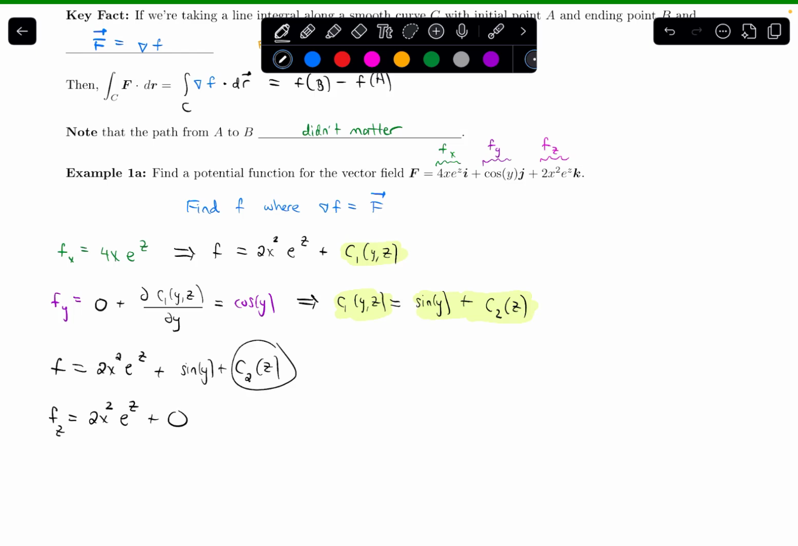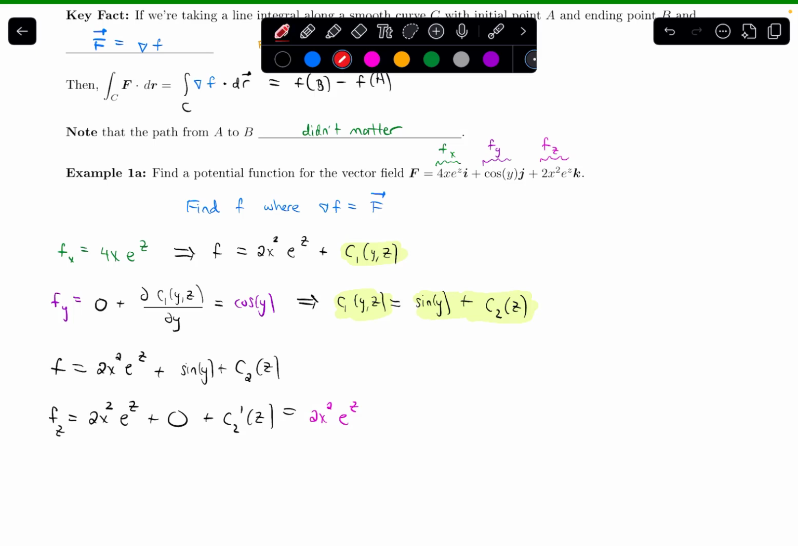And this last term does have z's in it. It only has one variable in it, z, so that's just a normal derivative, not a partial derivative. This will be c2 prime of z. Okay, so I've done the partial of f with respect to z, but I know that should be equal to this. I know that should be equal to 2x squared e to the z.